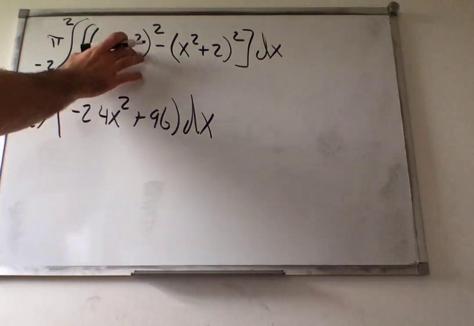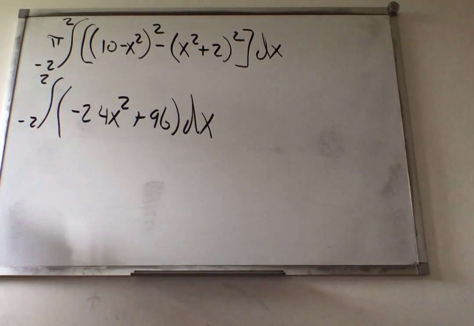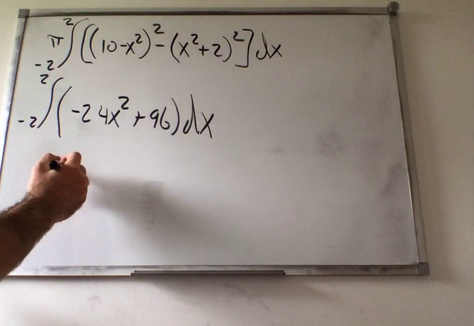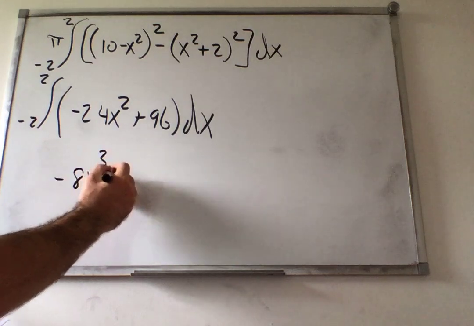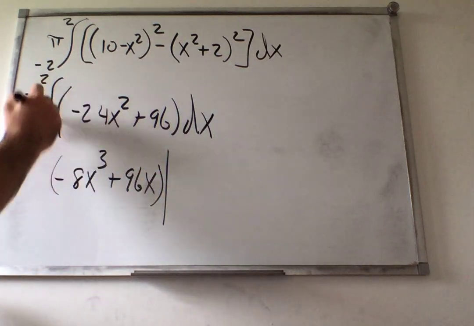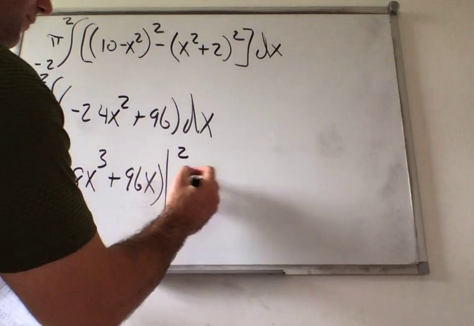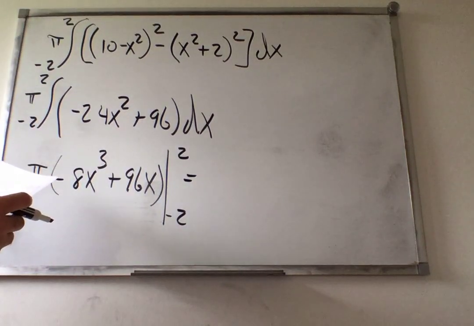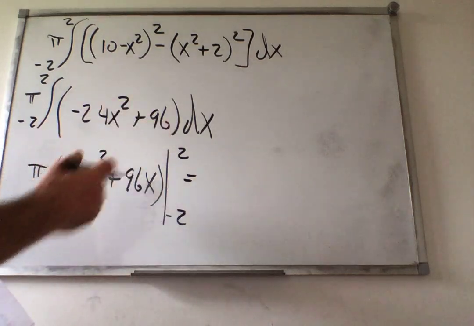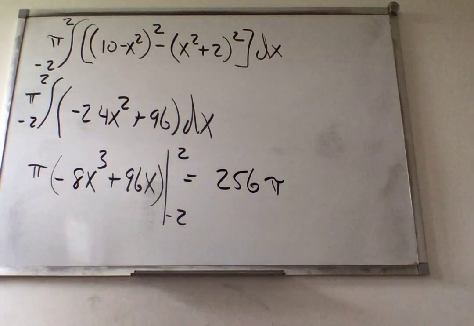That's if you were to square this piece, subtract them, you should get this expression here. Now, if you were to integrate this, let's see, you get negative 8x cubed plus 96x evaluated. I'm forgetting my pi out here. Evaluated from negative 2 to 2. So if you were to go ahead and do that, plug in negative 2, you're going to get 256, and then we've got the pi over there. So this is it for the disk and washer method.